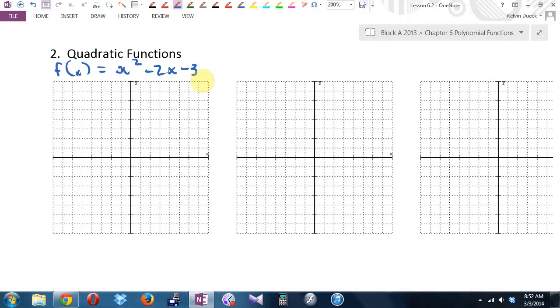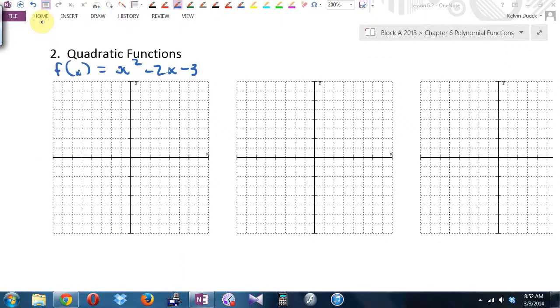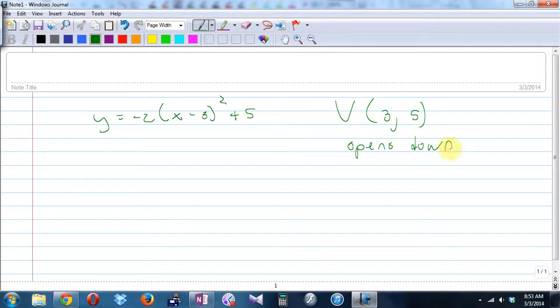Put your pencils down for a second. Last year, you learned in Math 11 how to handle a parabola. If I said y equals negative 2 bracket x minus 3 all squared plus 5, you said, oh, that has a vertex of positive 3, comma, positive 5. Remember that? We called this standard form for a parabola. You said, oh, I know that this opens down.